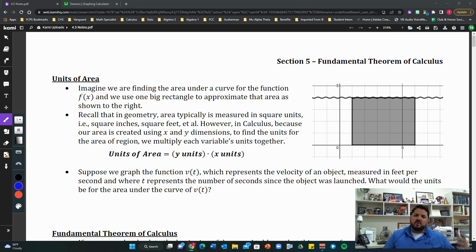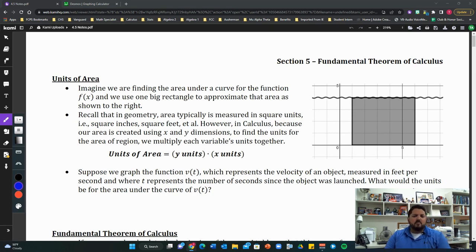So if you recall in geometry, area is typically measured in squared units, so square inches, square feet, square centimeters, whatever it is. But in calculus, when I draw this region on a coordinate plane, I no longer just have dimensions measured in the same units because my dimensions have some kind of real-world context. So to come up with the accurate units for the area of that region, I have to take into account what are the units for my x variable and the units for my y variable. So to calculate the actual units, I need to multiply those two things together.